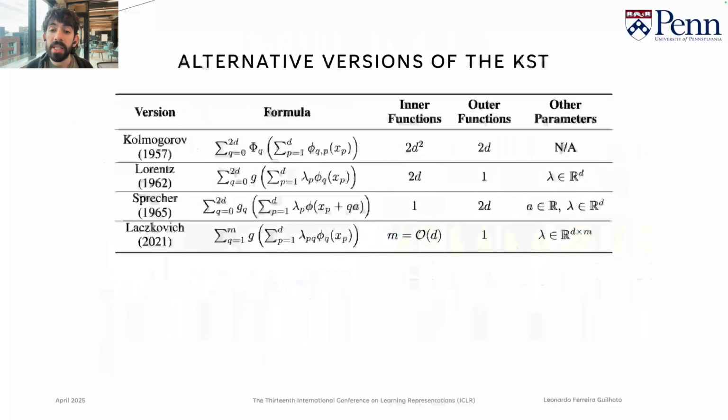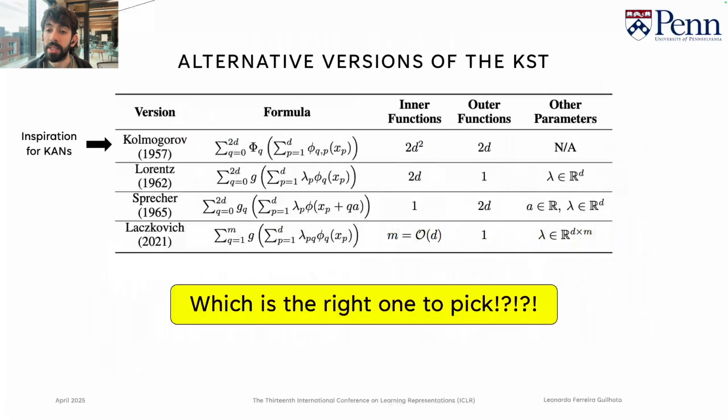In particular, several variants of Kolmogorov's formula have been developed throughout the years, each with different flavors and assumptions. Although KANs take inspiration from the original version of the theorem, an important question to ask is which is the right formulation to be used in deep learning algorithms. In particular, the original version is one of the very few where the number of inner functions implied grows quadratically with the input dimension as opposed to linearly.